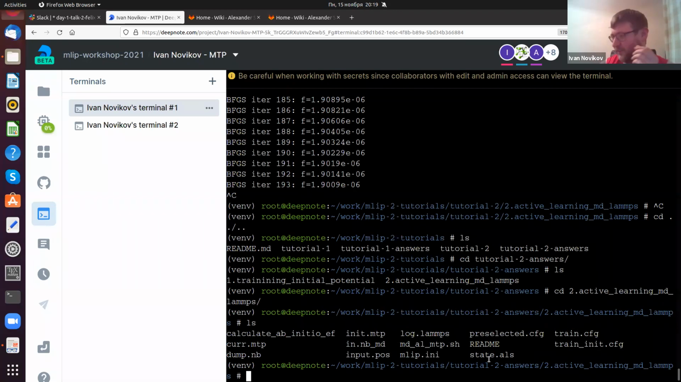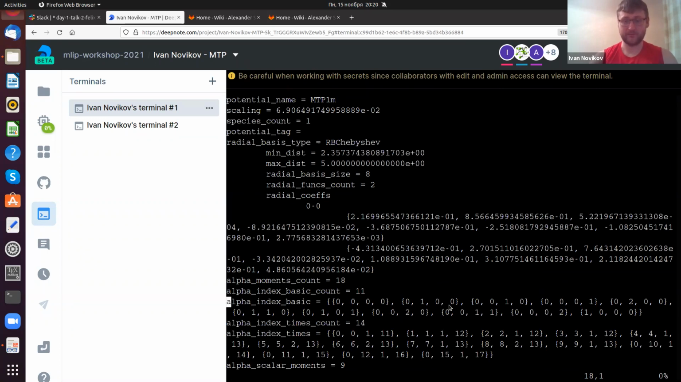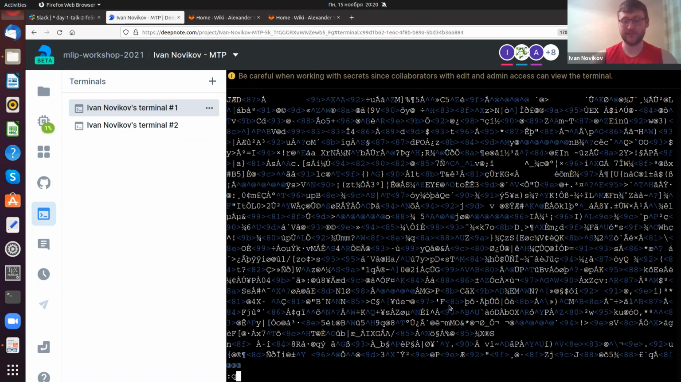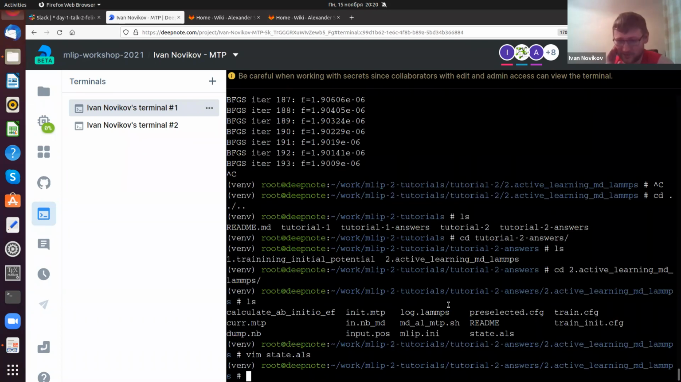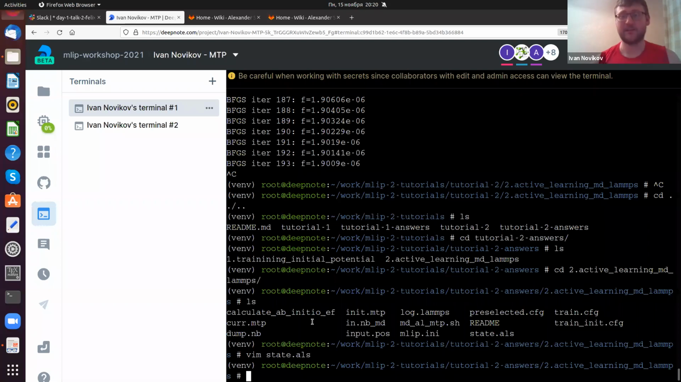In the active learning state file, we have the active set, a matrix with the active set written in binary format, by the way. Yes, the MTP potential first, next in binary format this matrix. But better not to look inside this file. This file is not to be read, it's just to select configurations. So state.als, train.cfg, and the current MTP as a result of this active learning. I think here I finished.